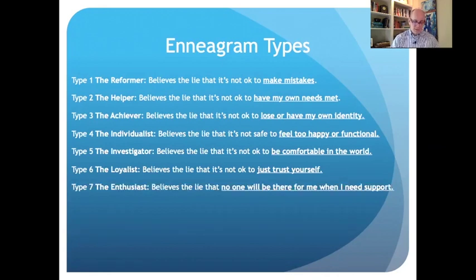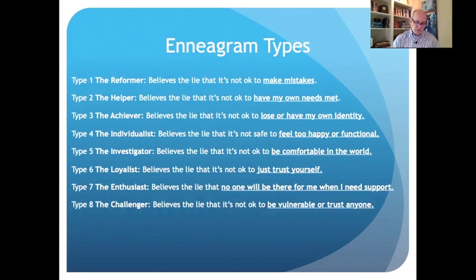The type 7 is the enthusiast. Busy, fun-loving, spontaneous, versatile, acquisitive, and scattered. They're the life of the party. They tend to believe the lie that no one will be there for me when I need support. They need encouragement by those around them and reassurance that you're going to be there, that they're not going to be abandoned. I would encourage you, if you have 7s in your life, to enjoy them, because they certainly liven up the party, but also to realize that they do need some reassurance from time to time as well.